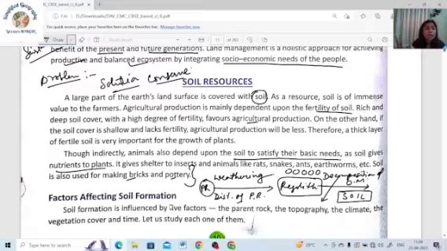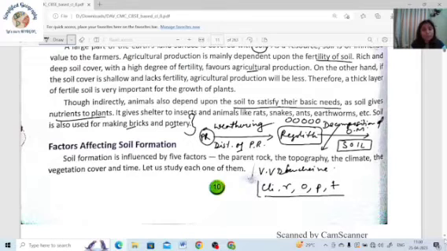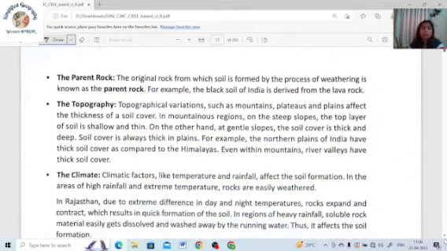Let us come to the factors affecting soil formation. After Sir V.V. Dokuchaev, we have got five factors affecting soil formation. First is climate, relief feature, organic matter, parent rock, and time. These are the five factors which actually affect soil formation. Let us come to them one after another in detail.